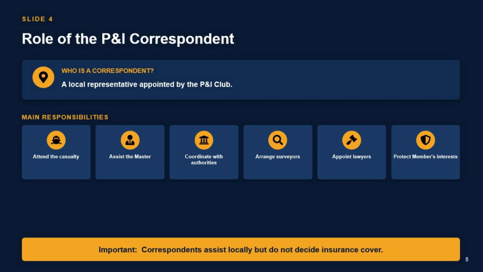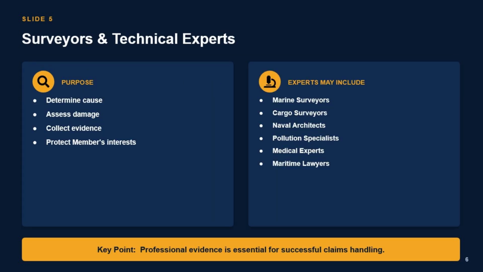However, one important point must be remembered. A correspondent does not decide whether a claim is covered. Their role is to assist locally, while the final decision on insurance cover is made by the P&I Club in accordance with its rules. Slide 7.